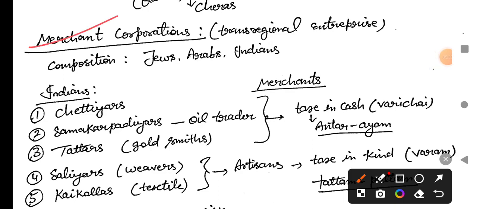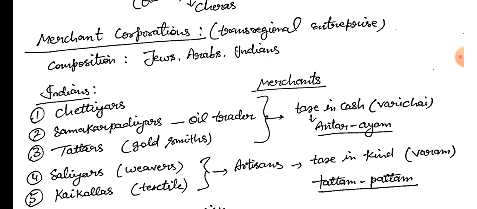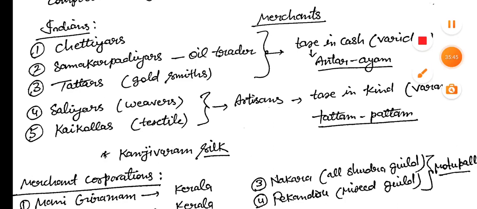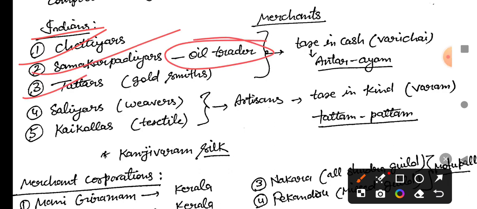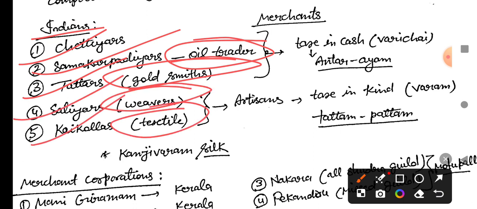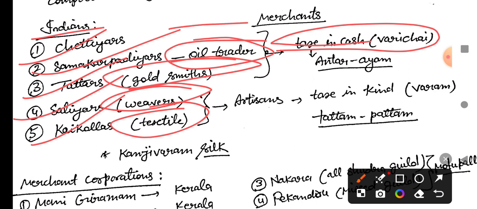Merchant corporations were trans-regional enterprises, composed of Jews, Arabs, and Indians. They were corporations indulged in trade. Indian corporations included the Chettiars, Sankar Paliyars who were oil traders, Tattars who were goldsmiths, and Saliyars who were weavers. Kaikolas were textile workers. The Chettiars, Sankars, and Tattars had to give tax in cash because they were traders. This tax is known as Antaraayam.